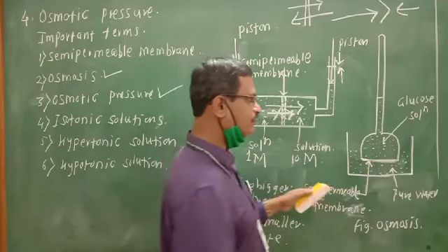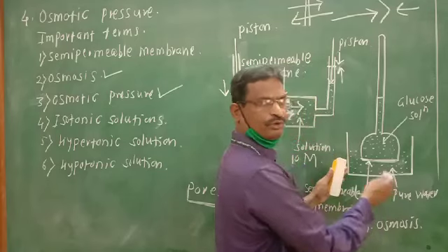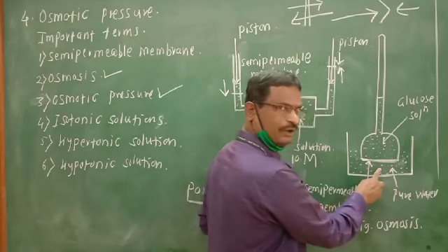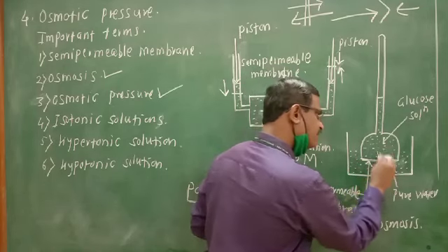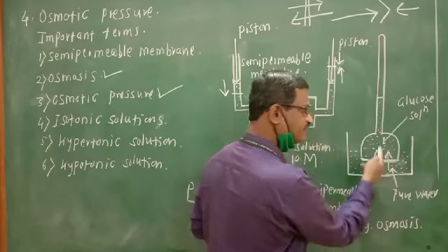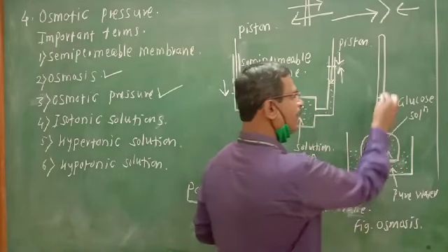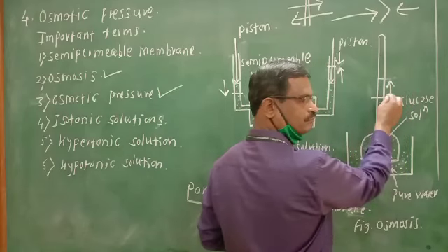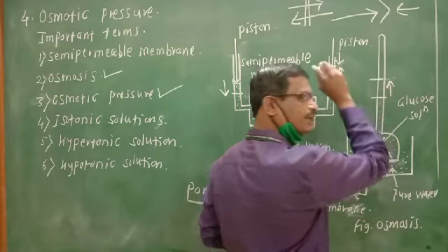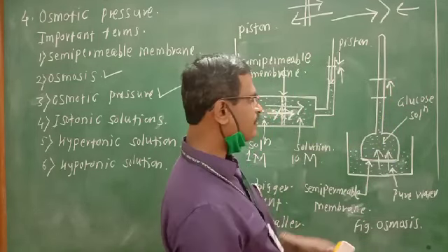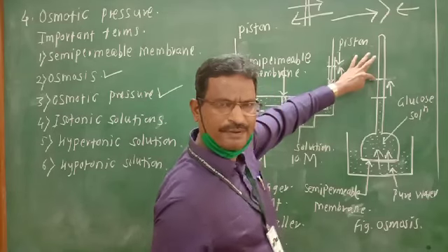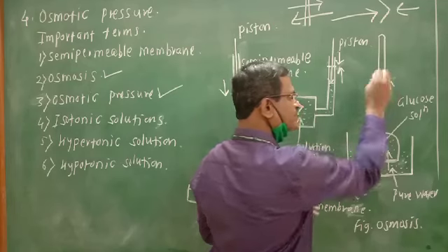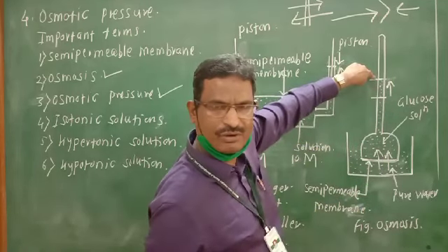So what happens? Once the assembly is completed, we know osmosis takes place. This is solution, and here is a solvent. So solvent enters into the solution through the semi-permeable membrane, and this level increases. Initially, this is the level, but due to osmosis, this level increases, and at this level, the rise of solution is stopped. What happens then?